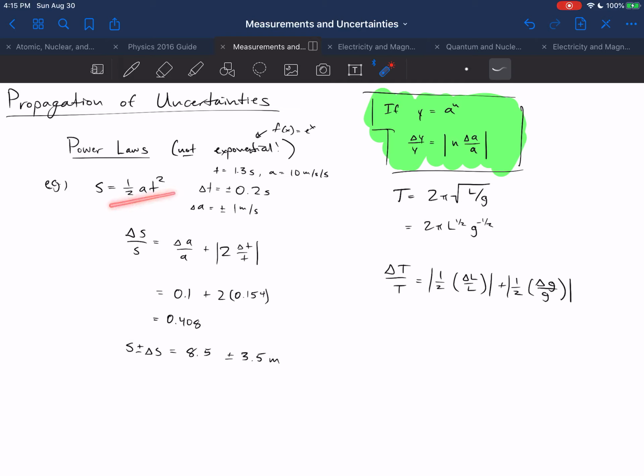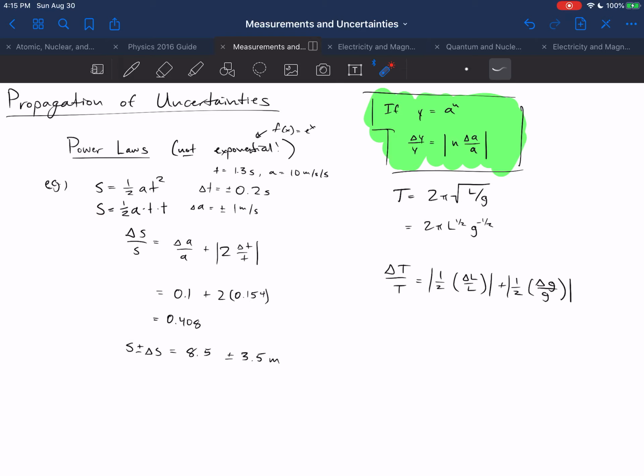So in this quadratic, if we have some delta t, some error on the time, and some error on a, we need to know what the error on s is going to be. Now, you can actually get this simply by considering the whole thing, this equation, as s equals 1/2 a times t, and simply utilizing the multiplication formula we've seen before.